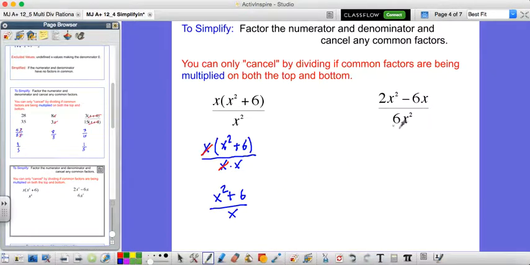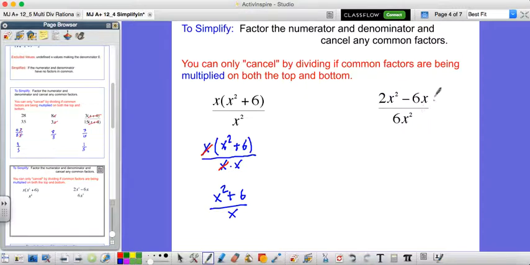Let's look at another one now. Here again, it might be tempting to say, oh, x squared, cancel them out. 6, cancel them out. But that's not a legal move because these things on top in the numerator are not being multiplied. But our process is to factor the numerator and factor the denominator.